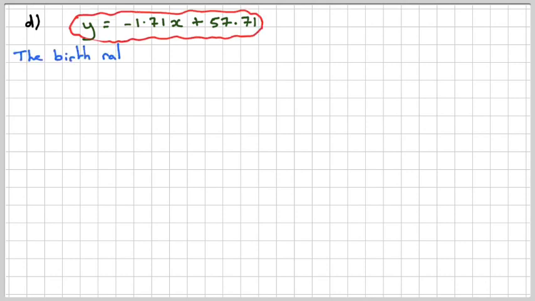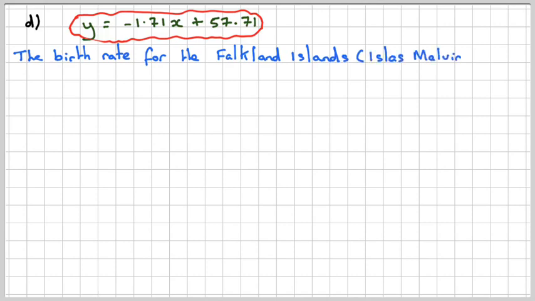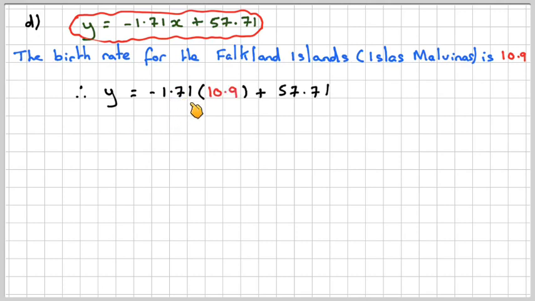The birth rate for the Falkland Islands or the Isles Malvinas on that original table was 10.9, so we'll just substitute that in and we'll get y equals minus 1.71 times 10.9 plus 57.71, which will give 39.07 years. It doesn't seem to be right, just on general knowledge.